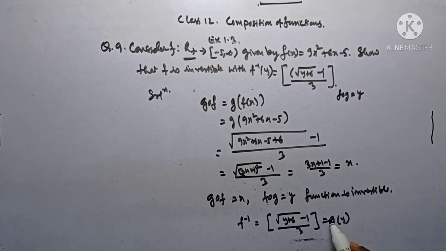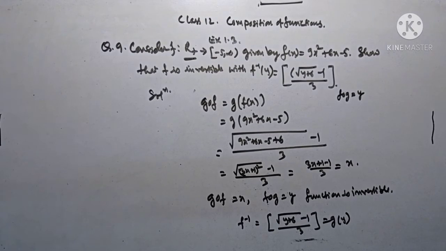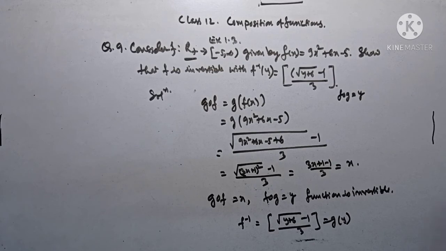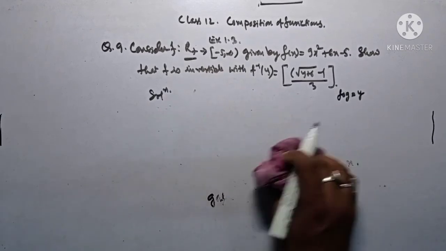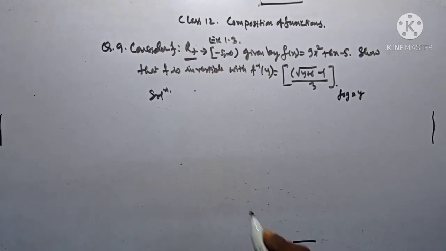You can prove that this is a one-one function. Then also you can say that it is invertible. You can easily prove that this is a one-one function, so if you can prove it, it is invertible. You can also prove in another way that it is a one-one function.